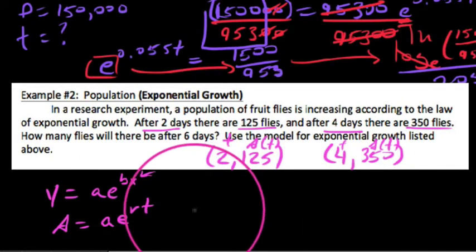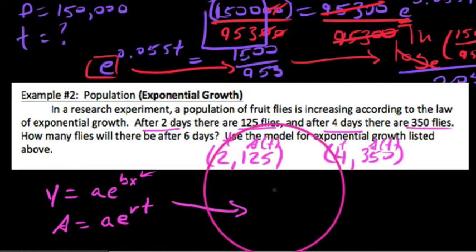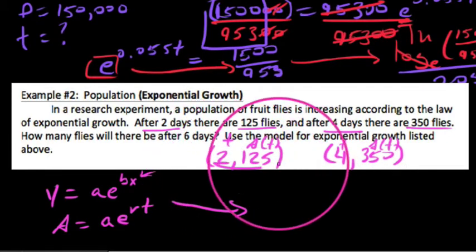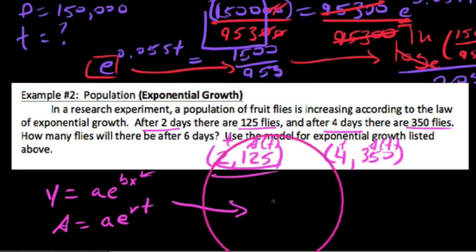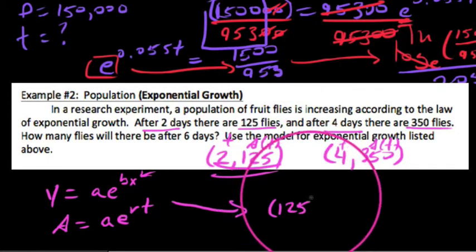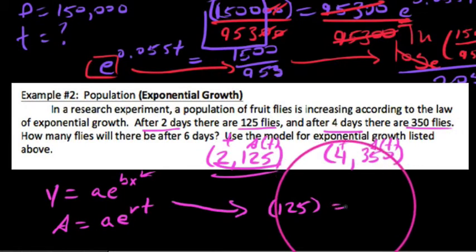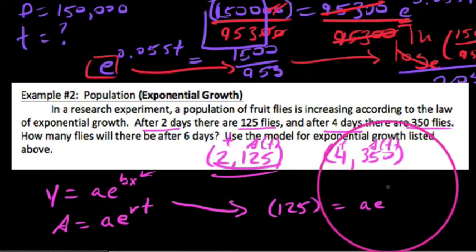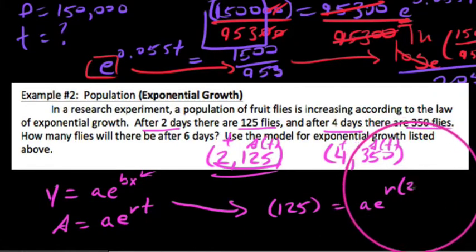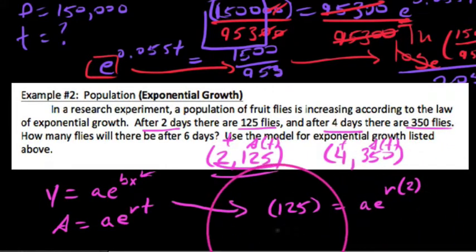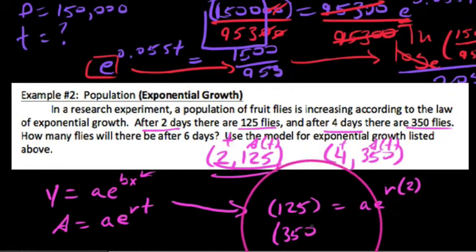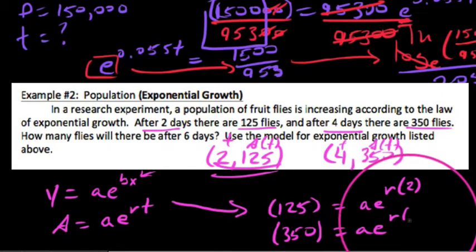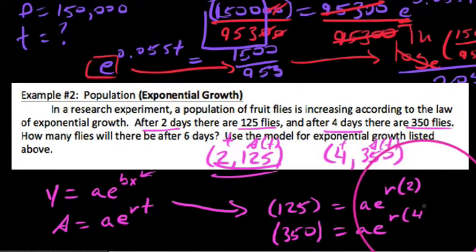So I'm actually going to carry this around the screen here, so you'll have to apologize. But we say, all right, let's plug in what we know for this first data point. We knew that the amount was 125, so I'm going to plug in 125 for the amount, and I'm going to say this equals the initial amount, which I don't know, times e to the rate times time, which I also don't know the rate, but I do know the time was 2. And I also know my second equation here produced a population of 350. This was some initial amount times the base e to the rate times the time, and the time was 4 days in that instance here.